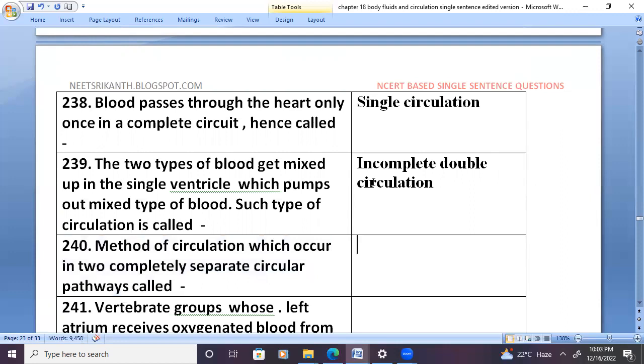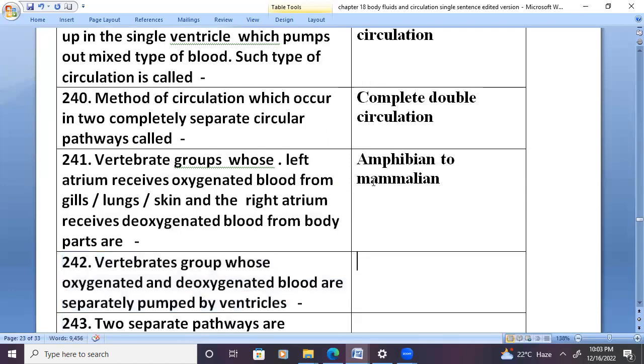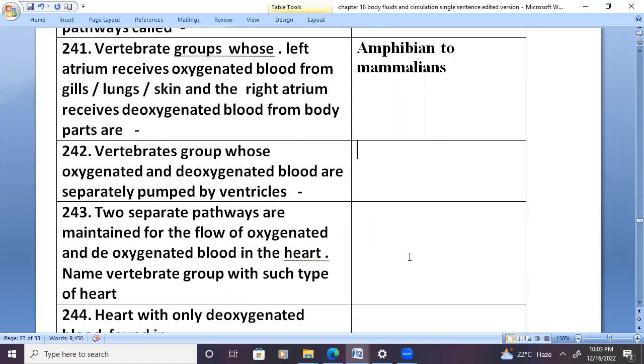The method of circulation which occurs through two completely separate circular pathways is complete double circulation. The vertebrate groups whose left atrium receives oxygenated blood from gills, lungs, and skin, and whose right atrium receives deoxygenated blood from body parts, we can say amphibia to mammalia. The vertebrate groups whose oxygenated and deoxygenated bloods are separately pumped out by ventricles are crocodiles, aves, and mammalia. Two separate pathways are maintained for the flow of oxygenated and deoxygenated blood in the heart.